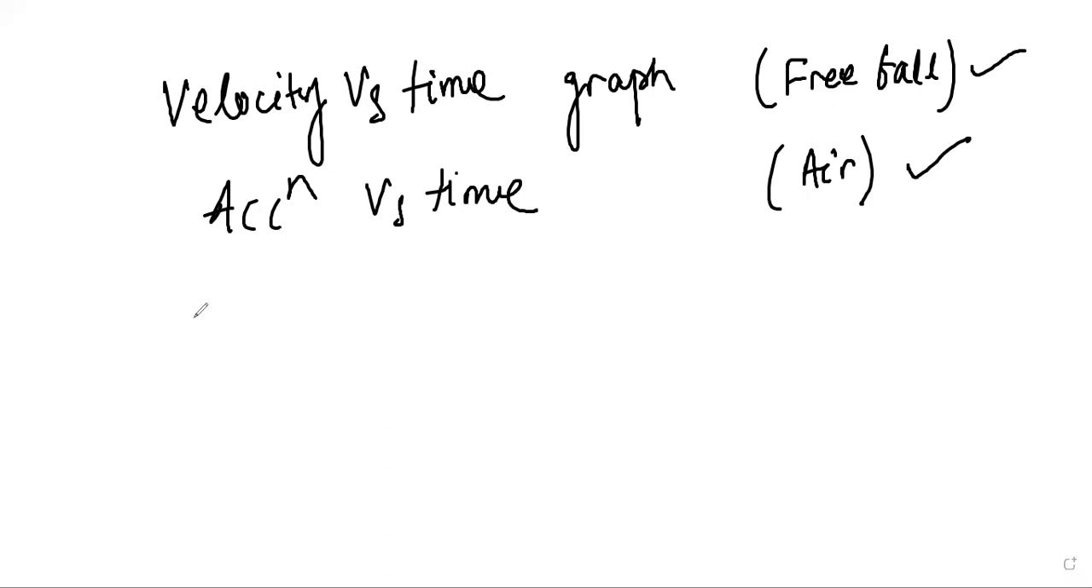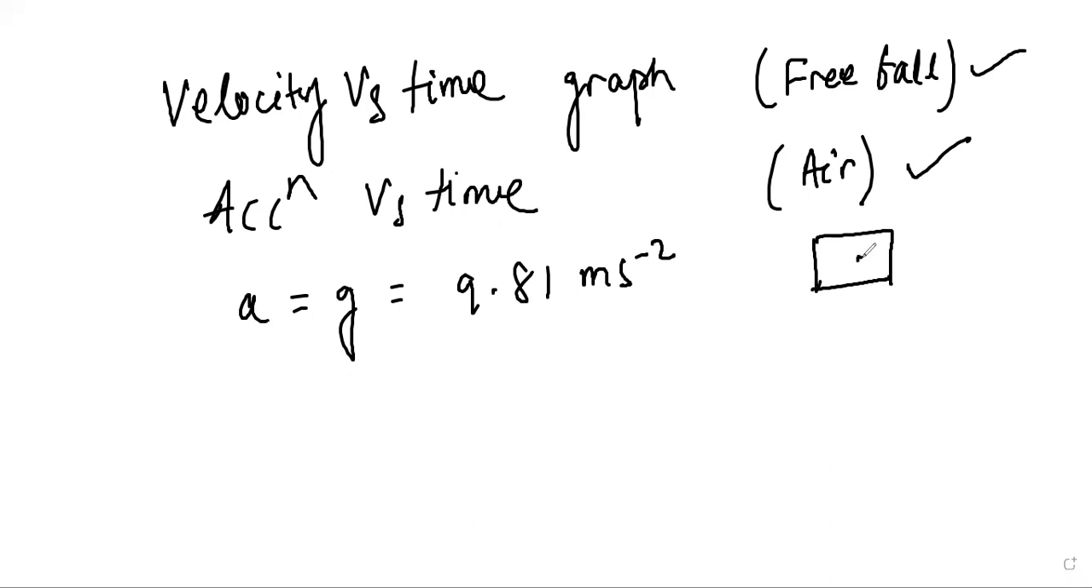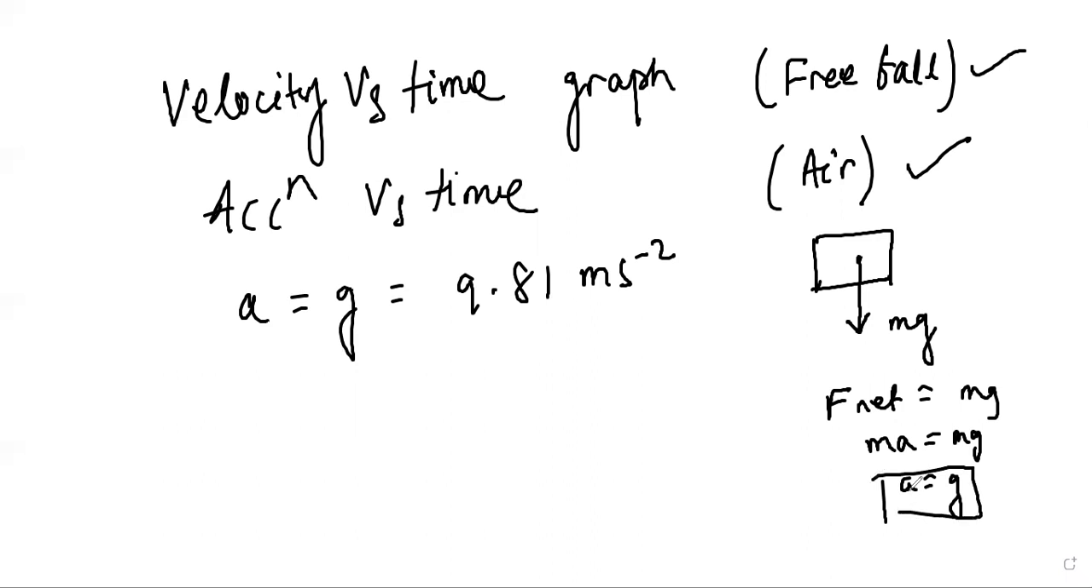Anyway, for free fall it is simple. You know that the acceleration is constant, and we said this is 9.81 meter per second square. The object is falling freely, so the center of mass is experiencing only one force, that is mg. So F net is equal to mg, the weight. So ma is mg and the value of a is g. So this is a constant acceleration. If one would plot the acceleration versus time graph, it will be constant throughout, and this value is 9.81 meter per second square.